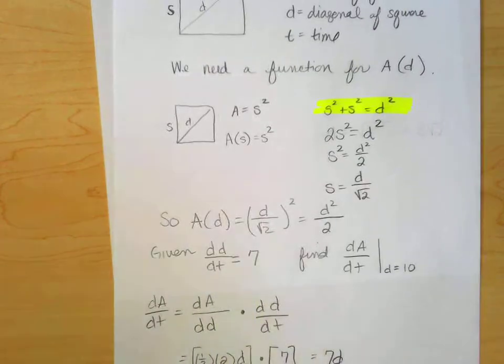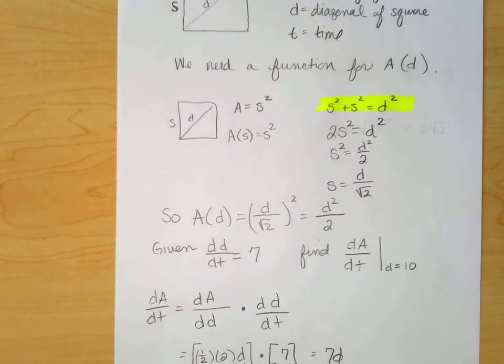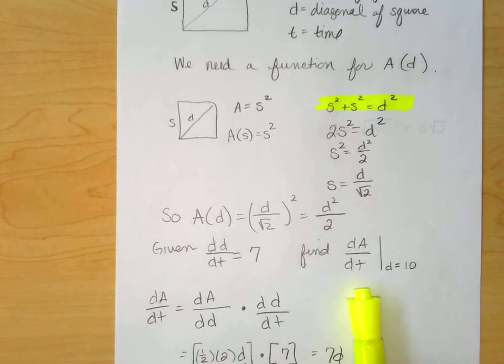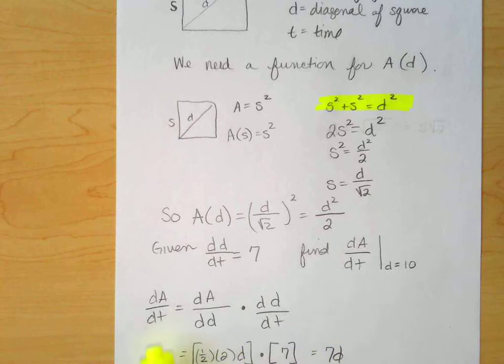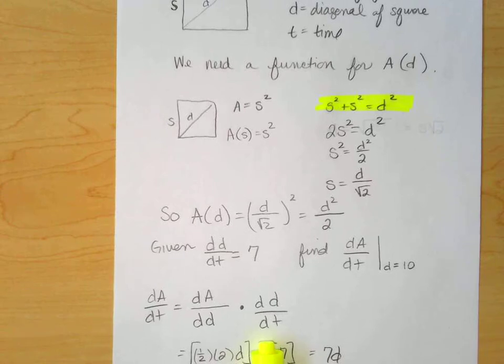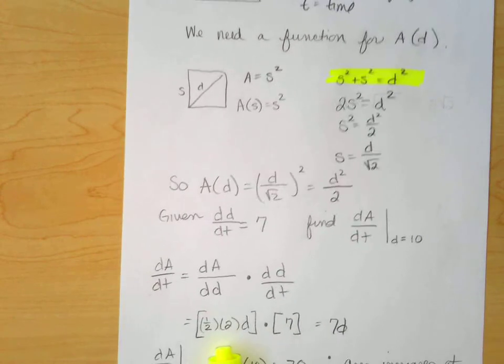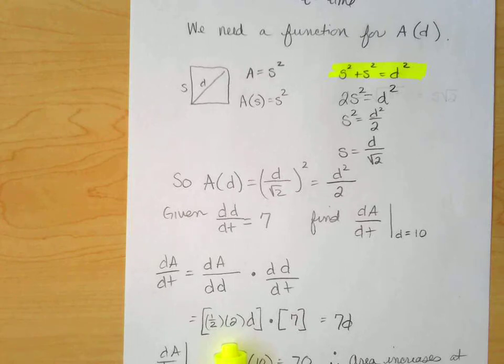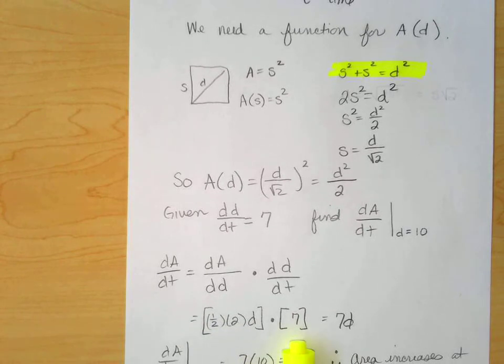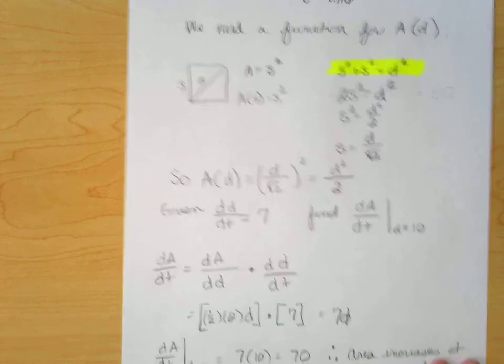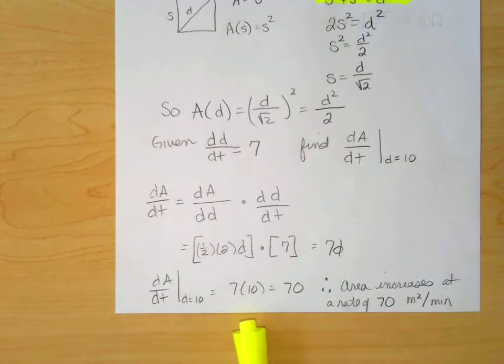Given that the derivative of the diagonal with respect to time is 7, I can find the derivative of the area with respect to time when the diagonal is 10 meters long. dA/dt is going to be dA/dd times the derivative of the diagonal with respect to time. So we have 1/2 of 2 times the diagonal times our given 7, or just 7d. When I let d equal 10, I get that dA/dt when d equals 10 is 7d. Therefore, the area increases at a rate of 70 meters squared per minute.